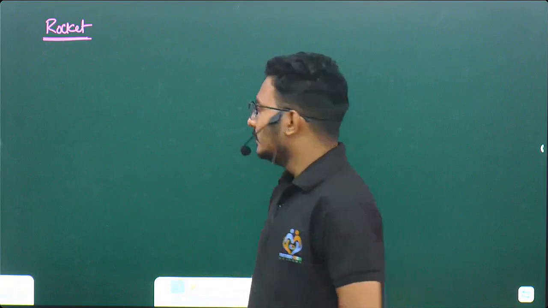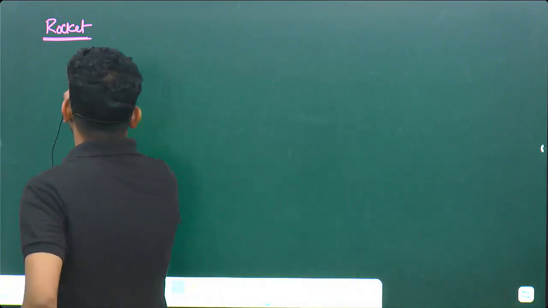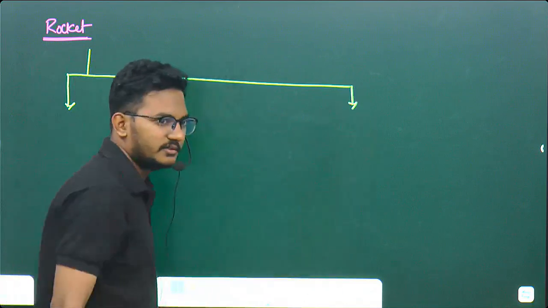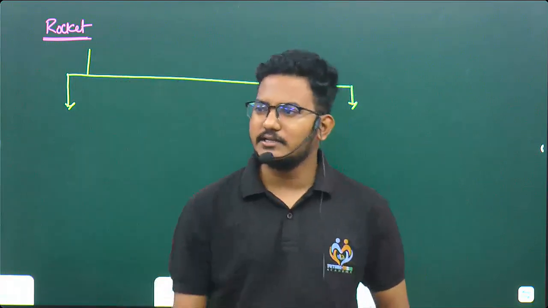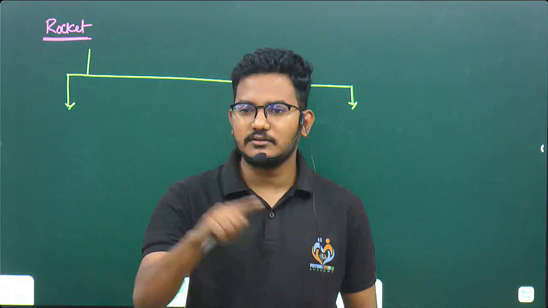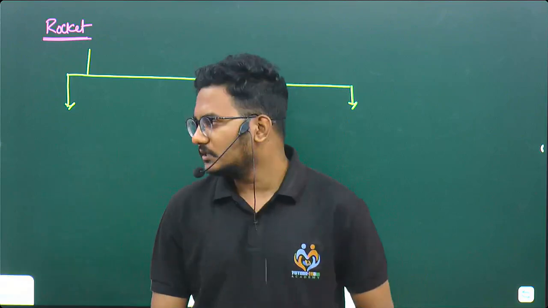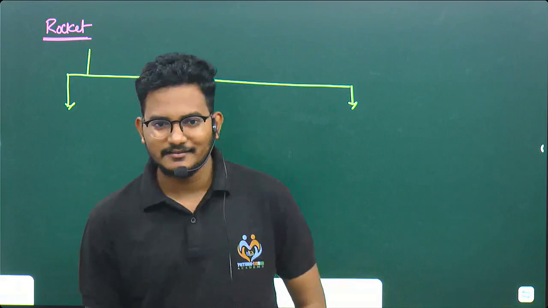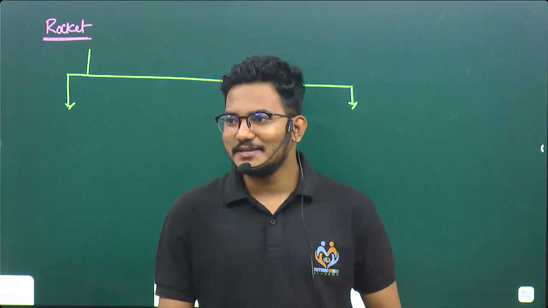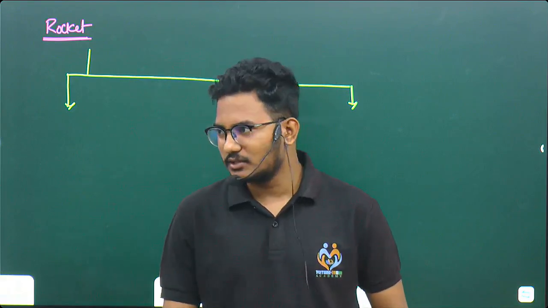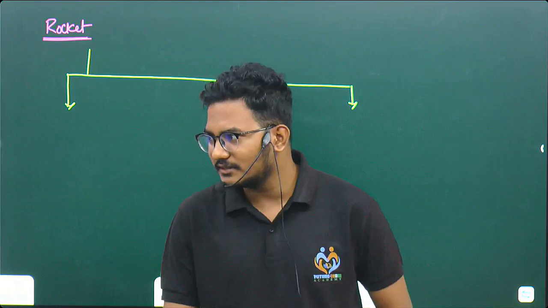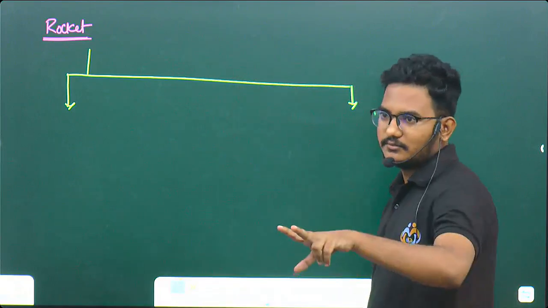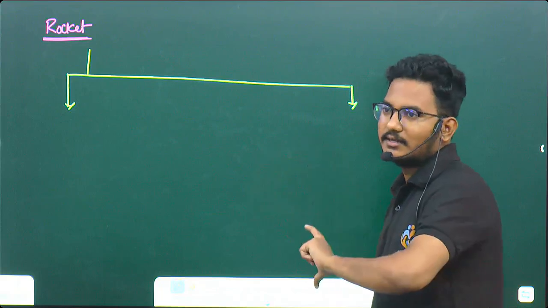Okay, so this rocket has two uses. Obviously nuclear energy also has two uses: one is constructive, the second one is destructive. Constructive means we can produce electricity. Destructive means we can produce atom bombs, hydrogen bombs. Similarly, this rocket also has two uses: one is constructive, the second one is destructive.